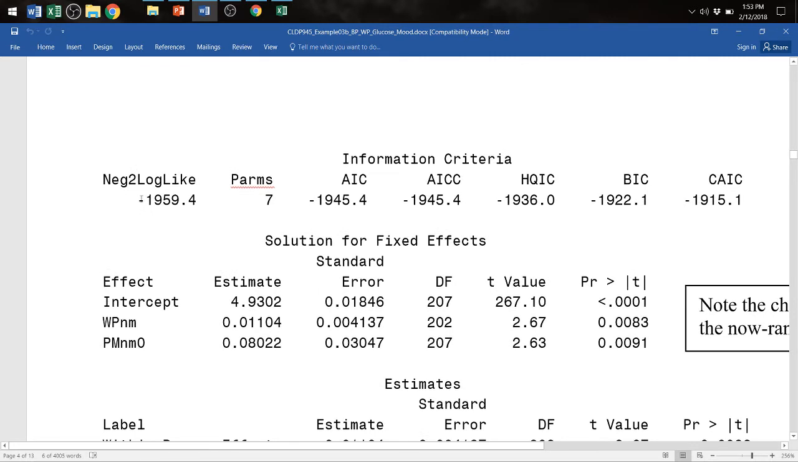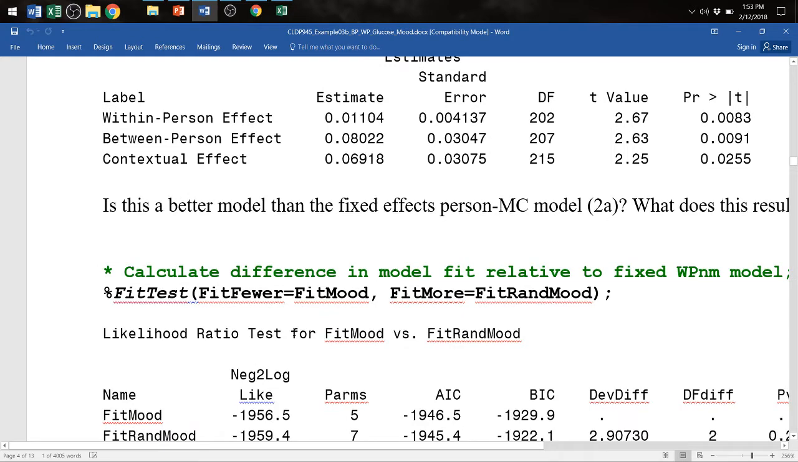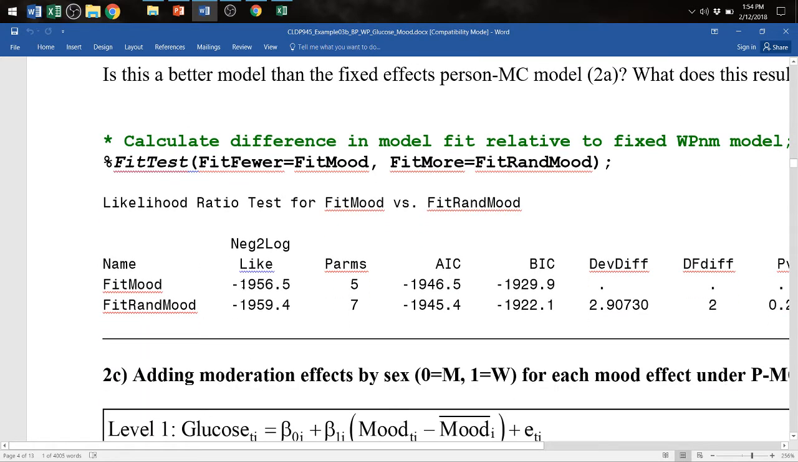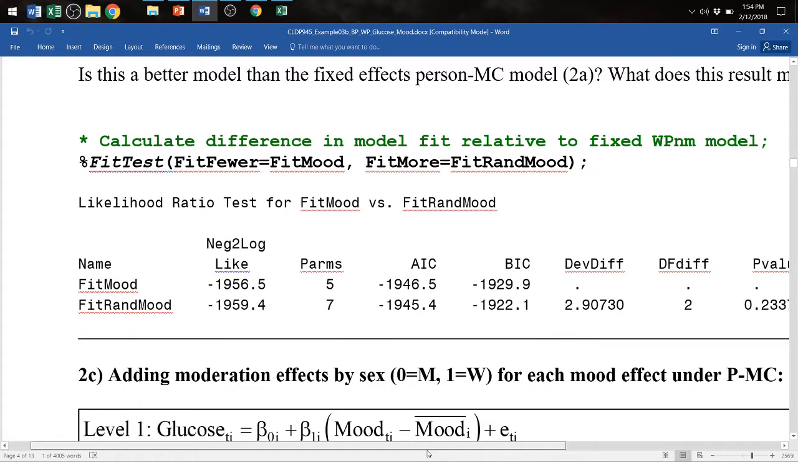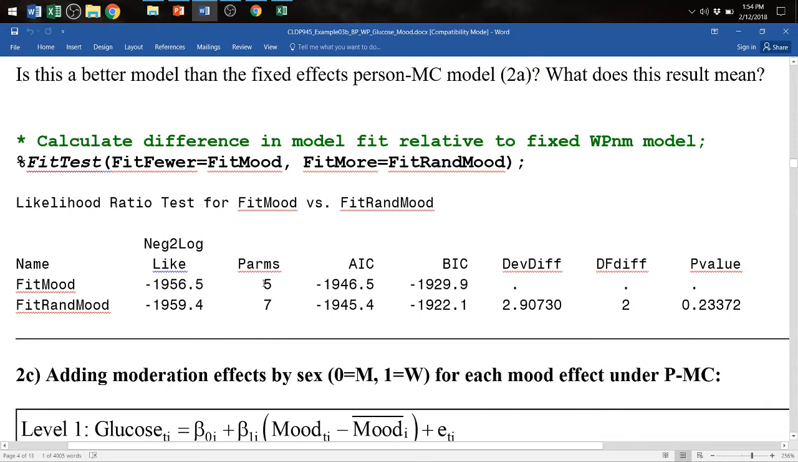So here's my -2 log likelihood from my current model. Here's my little fit test macro that compares it to what it used to be. The degrees of freedom difference is 2, right? Because I have added my random slope variance and its covariance with the intercept. And the difference here for 2 degrees of freedom is a -2 log likelihood change of 2.9 with a p-value of 0.23.